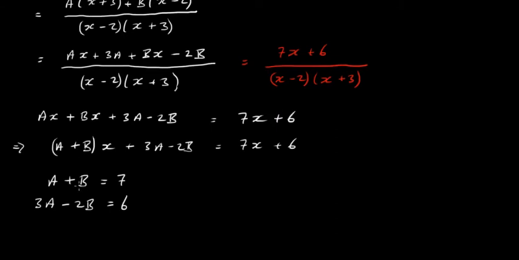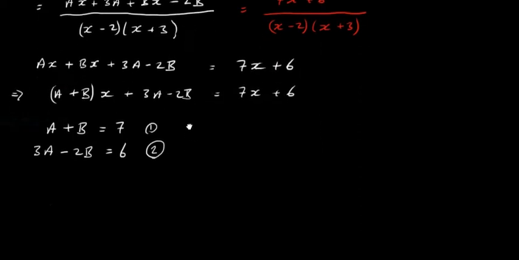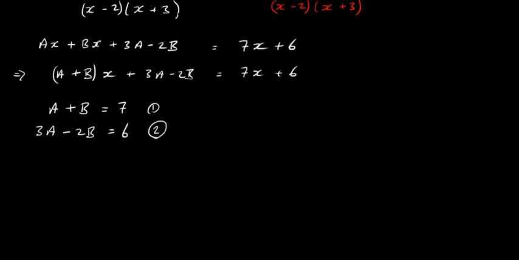Okay, so I have two equations here, two unknowns, so let me just call this equation 1, this equation 2. What I've got to do here is solve for a and b. So I'm going to take equation 1 and multiply it by 2. So that will give me 2a plus 2b is equal to 14.